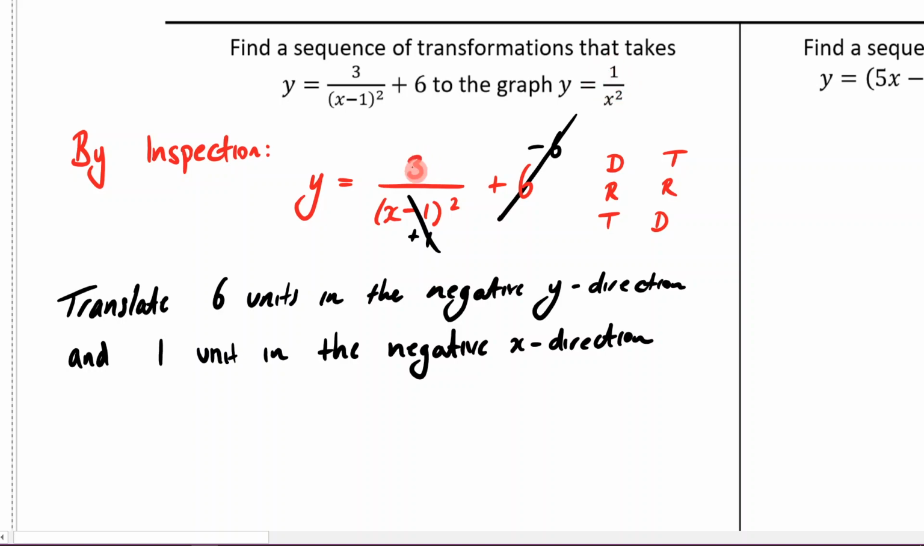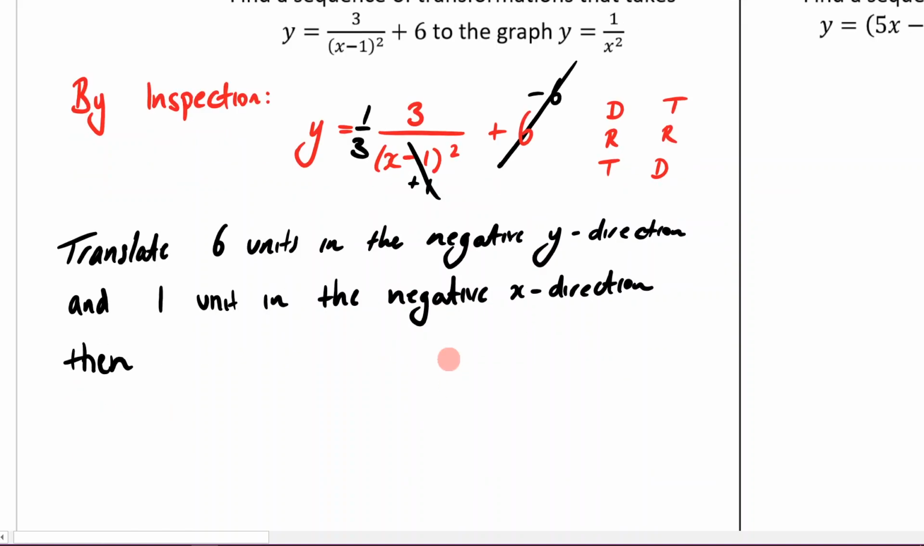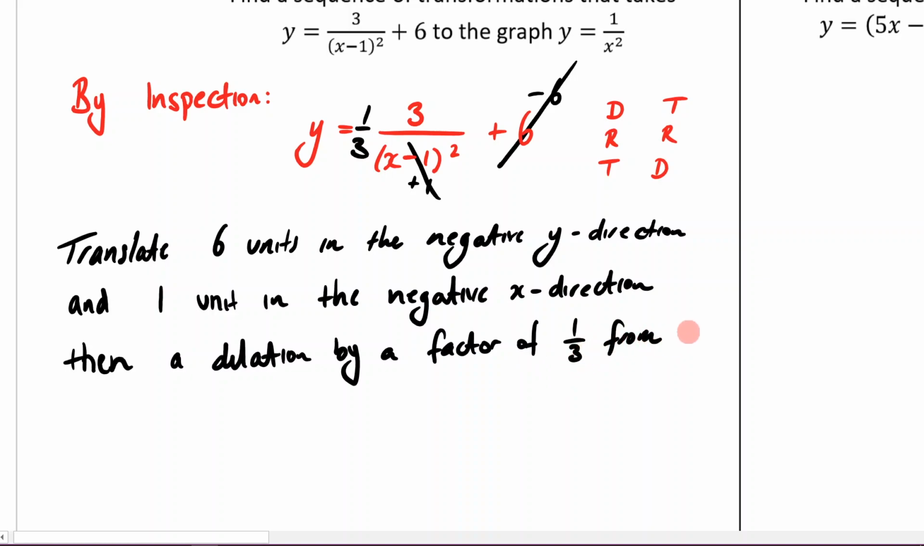I now need to get rid of this 3. Well, what is that 3 doing? That 3 is saying perform a dilation by a factor of 3 from the x-axis. Well, to undo that, I'm going to have to perform a dilation by a factor of 1/3 from the x-axis. Now you're going to need that all-important word then, and then we're going to say then a dilation by a factor of 1/3 from the x-axis. Oops, that's not how you spell x-axis.